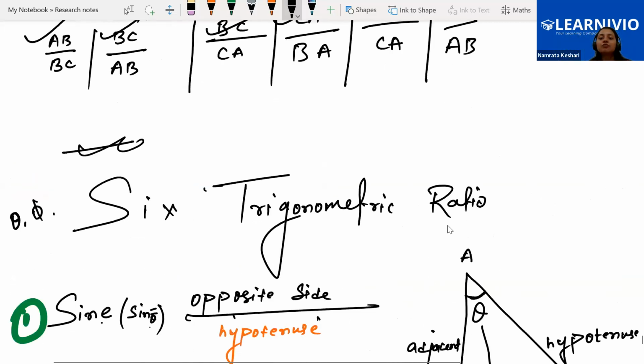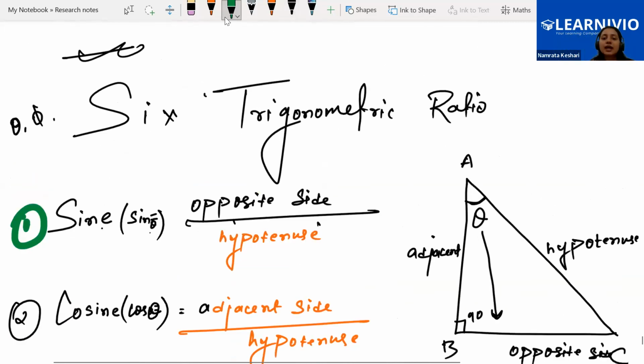If you look closely at the adjacent side, on one corner there will be the 90 degree angle, and on the other corner there will be the angle theta. That's called the adjacent side. If you get confused anytime about which one is the adjacent side, just be clear which one is the hypotenuse and which one is the opposite side. Now the last one, the remaining one, will be the adjacent side.